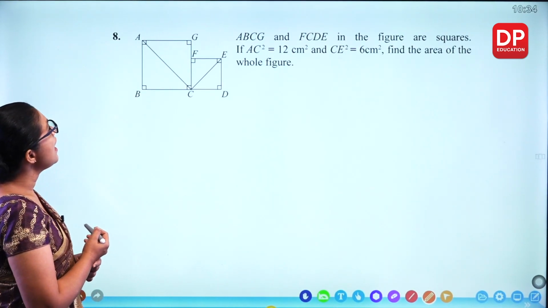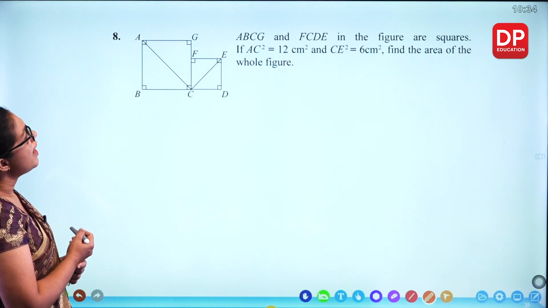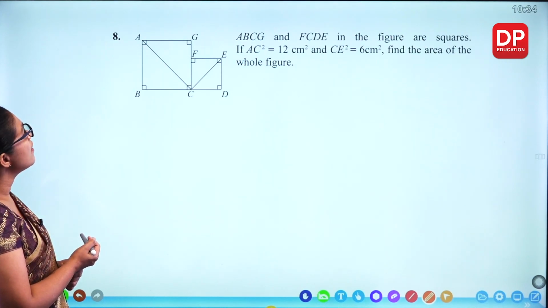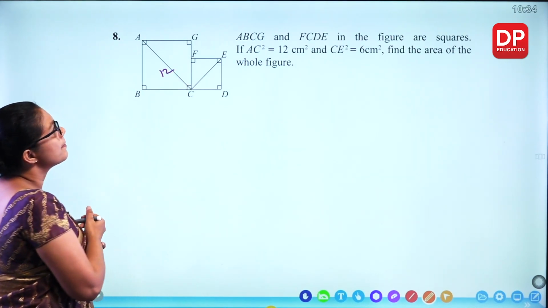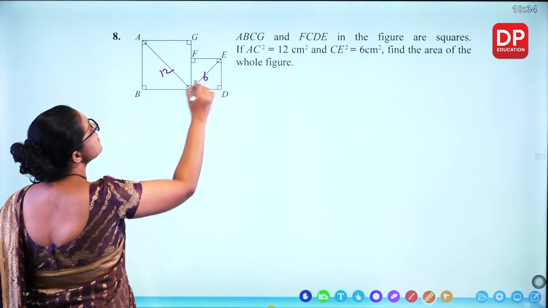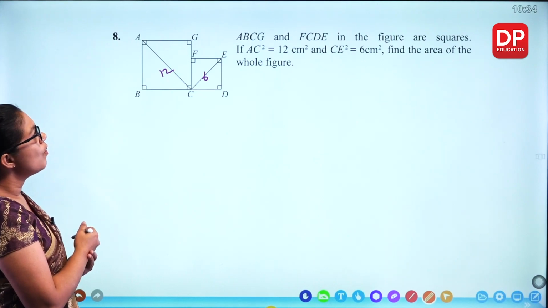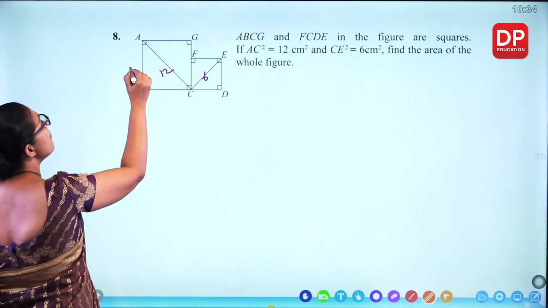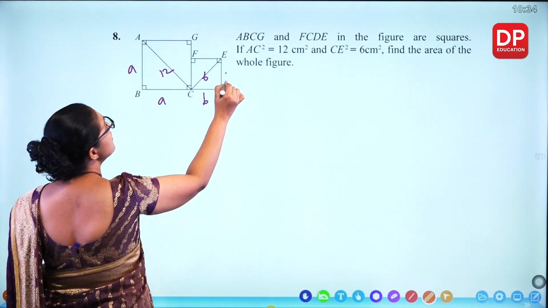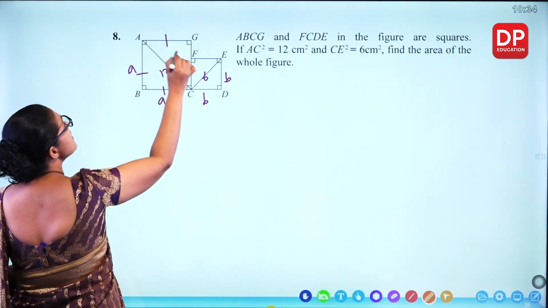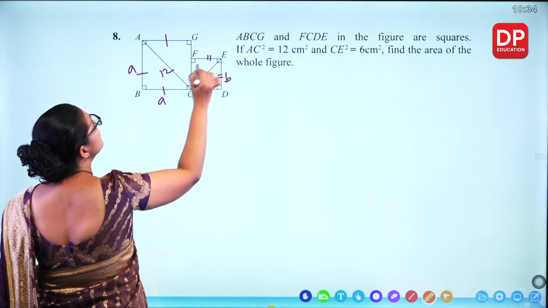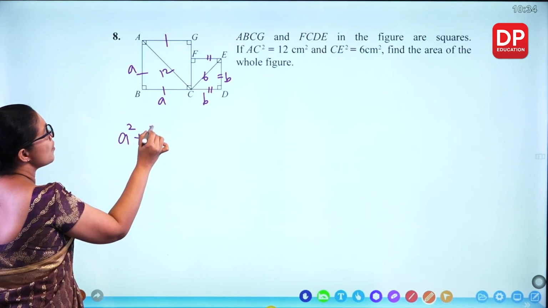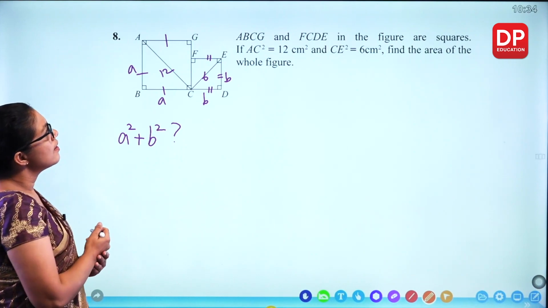Question number 8. ABCG and FCD in the figure are squares. If AC squared is 12, CE squared is 6. Find the area of the whole figure. So we need to find out the sides. So this is a square, put A here and we'll put B here because all sides are equal. Now we need to find out the area. So what do you need? We need A squared and B squared. A squared plus B squared is the question.